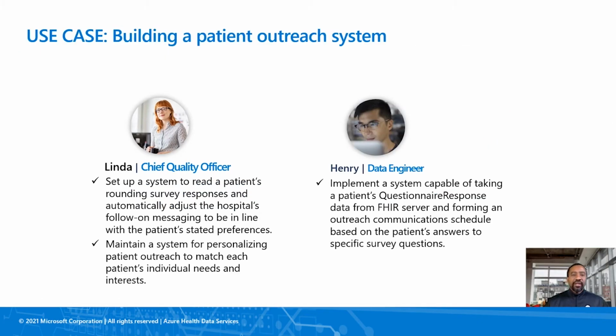As we walk through the process, the Chief Quality Officer has identified a set of requirements, a need to read patient rounding surveys and responses, and then to turn that into actionable information. You have Henry, who's a data engineer, who's really interested in getting that data and turning it into some bit of information that I can use with my teams and with our outreach teams to go ahead and impact our customers.